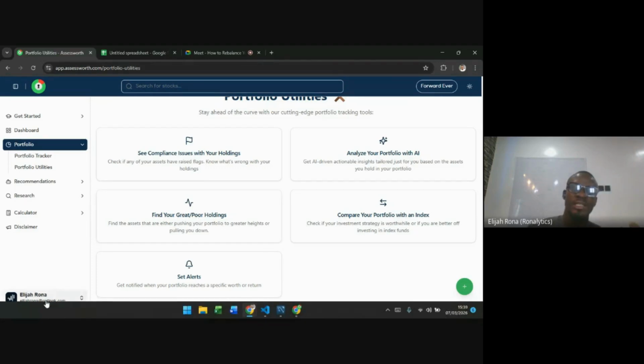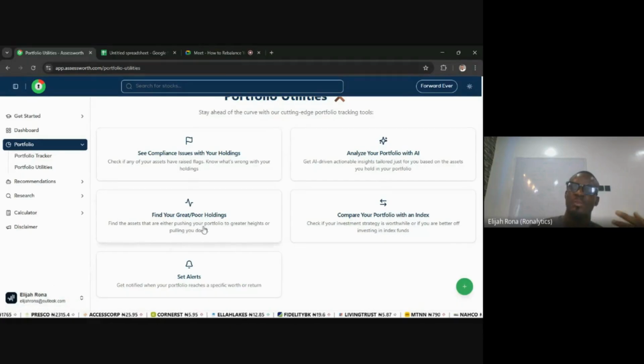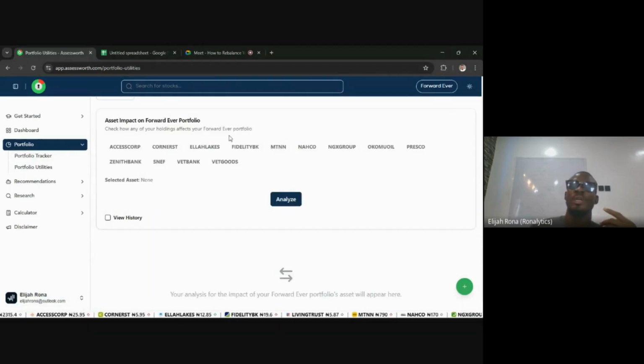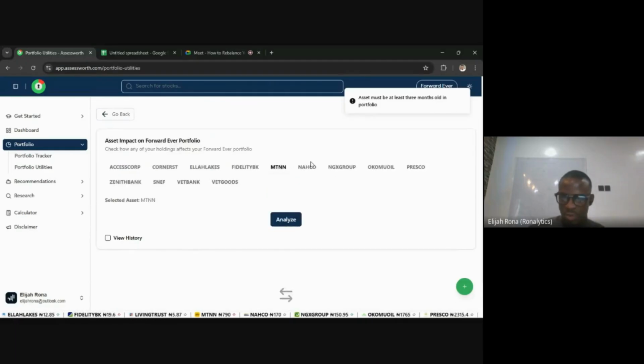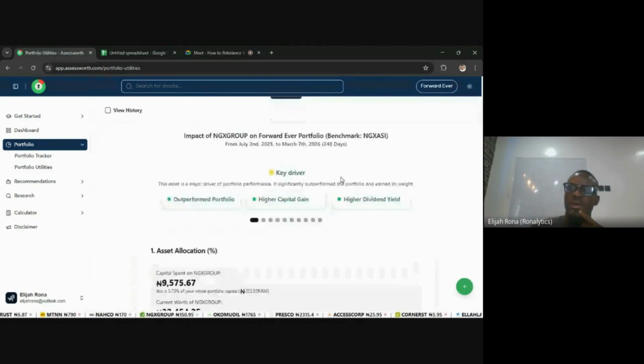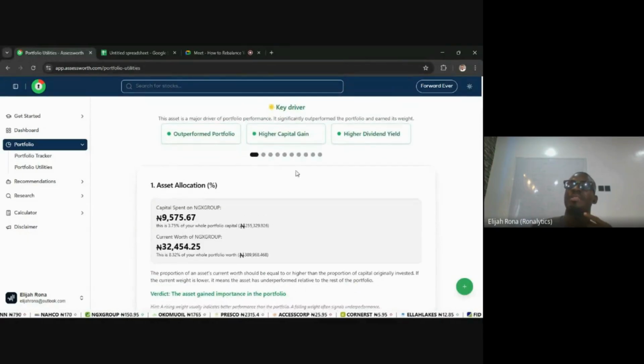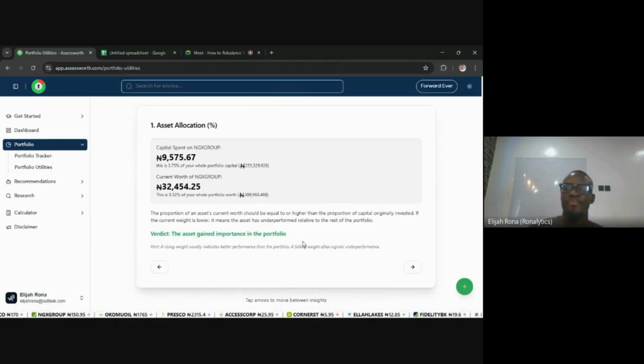So I created this different portfolio in another class, but let me just show it to you. So when you click on this, so maybe select MTN, then analyze it, right? Okay, it's not up to 3 months old in the portfolio. So let's use this one to see. All right, so the NGX group here, it is outperforming the portfolio.